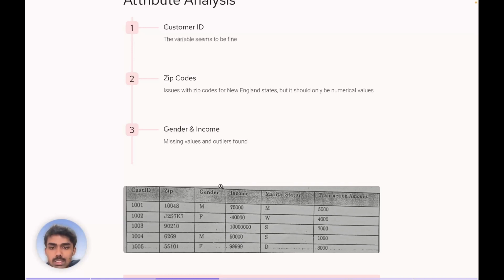And in our gender field we have one value missing. In income we have an outlier and a negative value also, which is not suitable for our database. In marital status we have two different S values. One S could be single and one S could be separated, so that creates some chaos in the database.